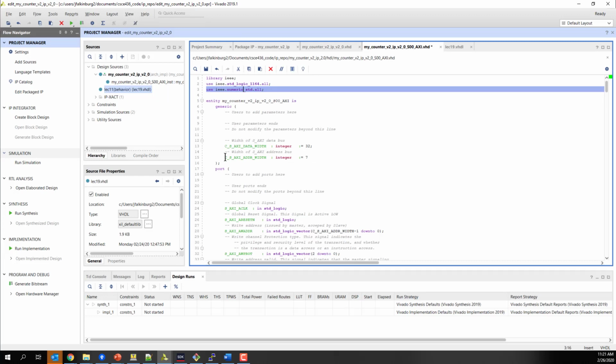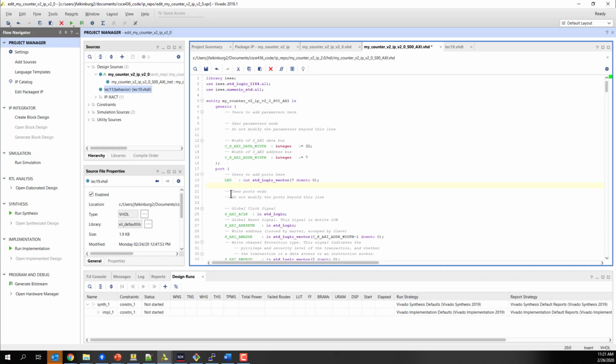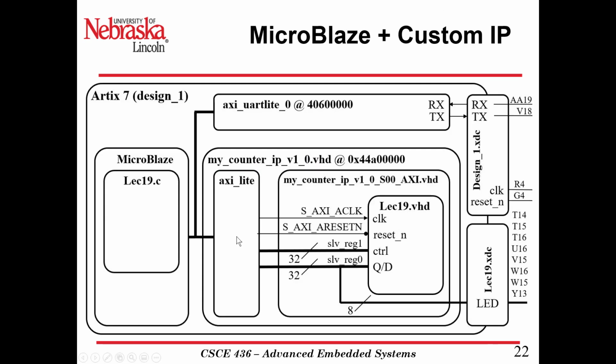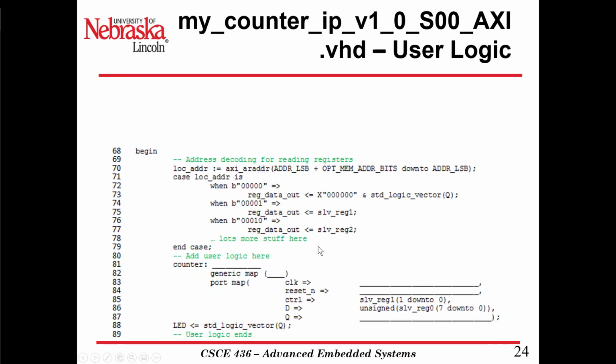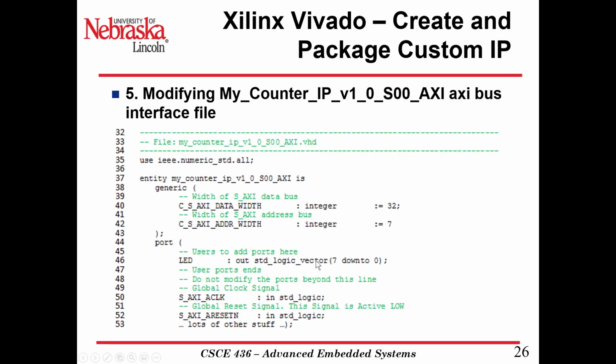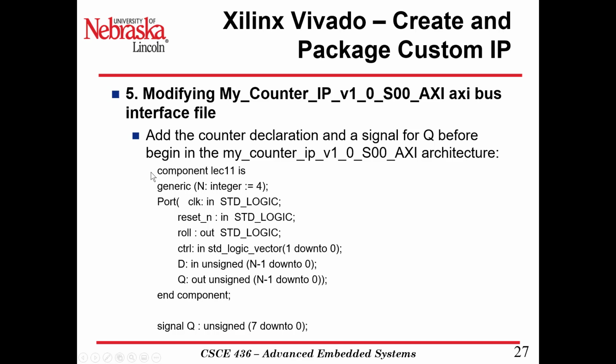So under user ports, not under generics, we're going to add in the LEDs. We're going to do a port map to get that out of our user logic. So you have this original design. In order to get these LEDs to port map them out, we need to extend those LEDs out via the port map. So on the port map for the entity, add the LEDs, and then it shows where it's located, and we're going to add the counter component declaration in there as well.